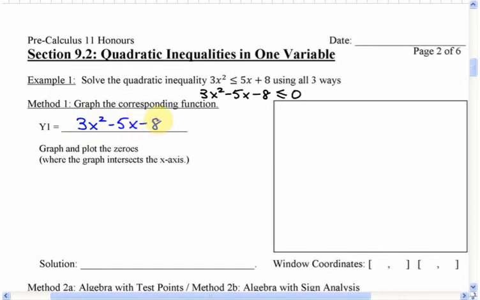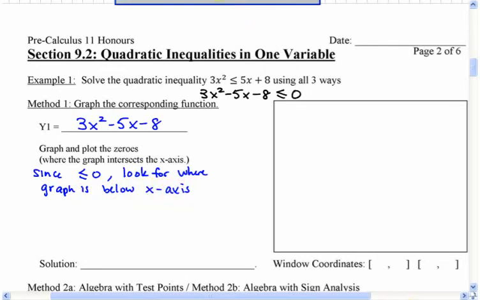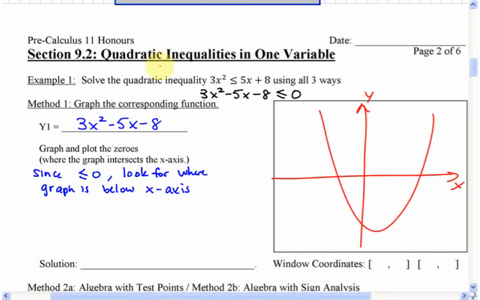And because this one is less than or equal to 0, what am I looking for? Where the graph is above or below the x-axis? Good. So since you want this to be less than or equal to 0, look for where the graph is below the x-axis. Okay? So I think that's good enough as a hint. It's your turn to do the rest. Go. I'm too lazy.